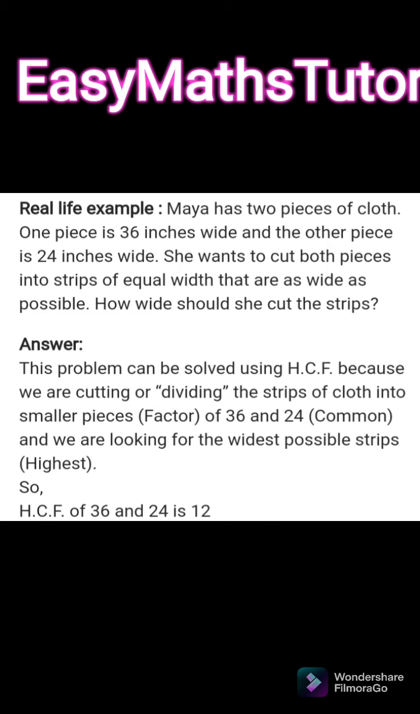And now the solution. This problem can be solved using HCF because we are cutting or dividing the pieces of cloth into smaller strips, whose widths are the common factors of 36 and 24. And out of these common factors, we are looking for the widest possible strips, which is the highest of the factors. So the HCF of 36 and 24 is 12. So the width should be 12 inches.